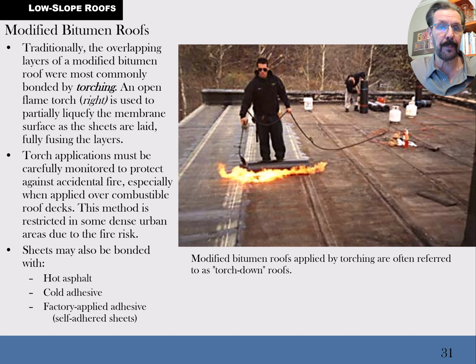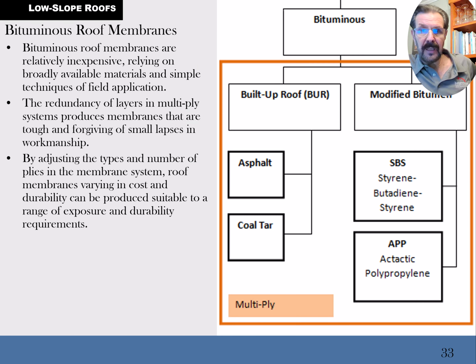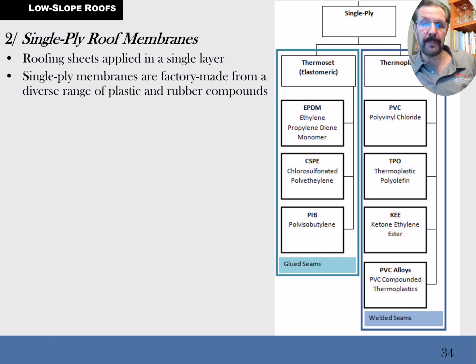So the mod bit roof, sometimes just called torch down roofing, has a factory applied adhesive, but it's generally made of asphalt, and you're heating up the asphalt with the torch. Here's another version of that, maybe a little fancier one with a bright white surface on the top side, and a lighter surface will reflect some of the heat from the sun back out, so it can be useful. And it can take more ultraviolet rays without deteriorating the roofing material. So there's that. And now we're looking at single-ply materials.